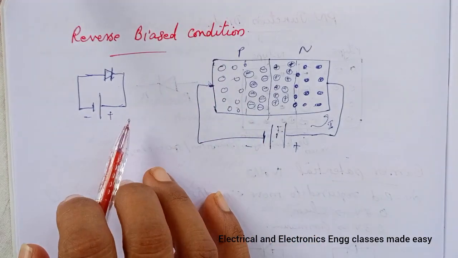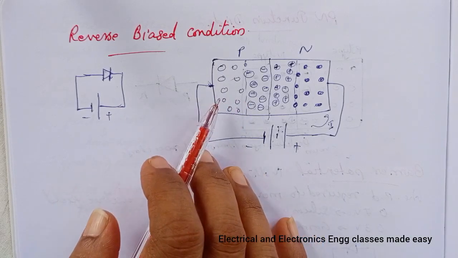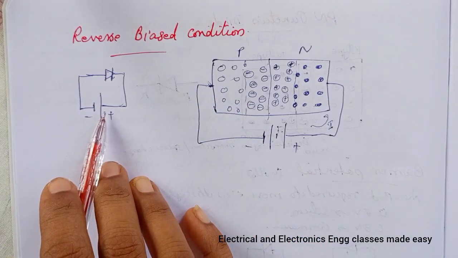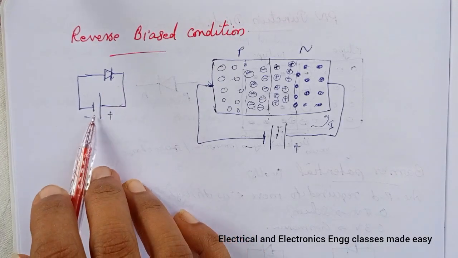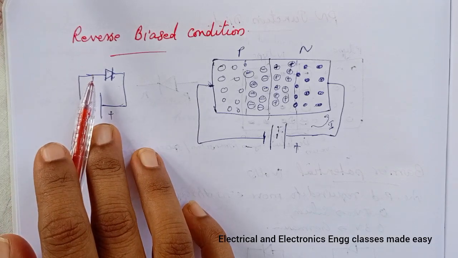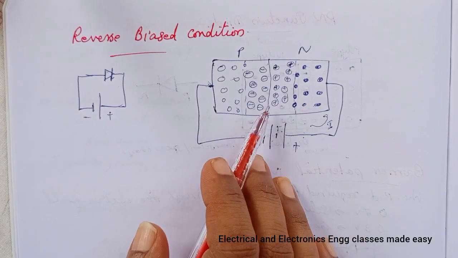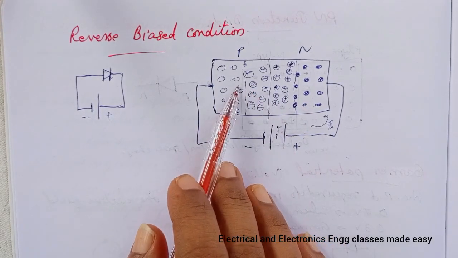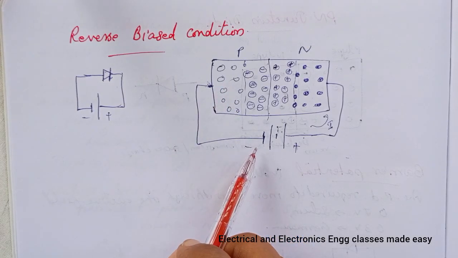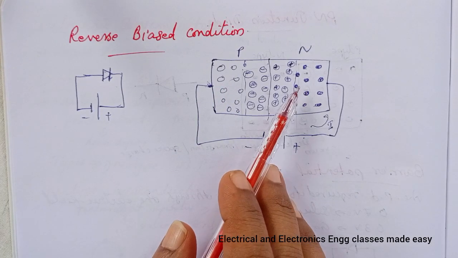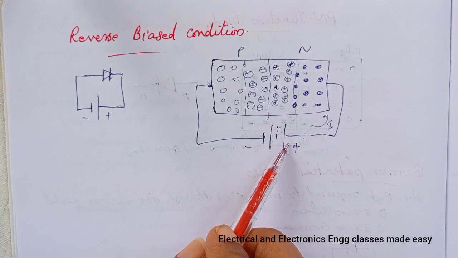Reverse bias is the condition that essentially prevents the current through the diode. If the positive terminal of the DC battery is connected to the N side and negative terminal to the P side, the junction is said to be reverse biased. When a PN junction is reverse biased, the holes in the P region are attracted by the negative terminal of the battery and the electrons in the N region are attracted by the positive terminal of the battery.